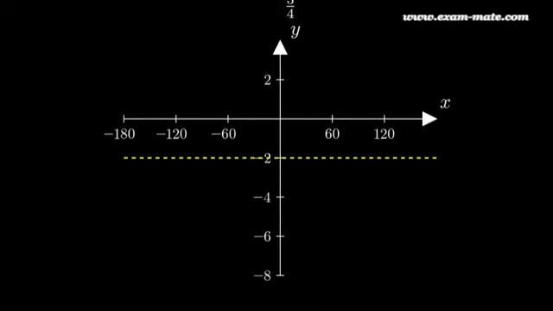Let's plot our function. The graph will oscillate 5 units above and below the center line at y = -2. This means our maximum value will be at y = 3, and our minimum value will be at y = -7.